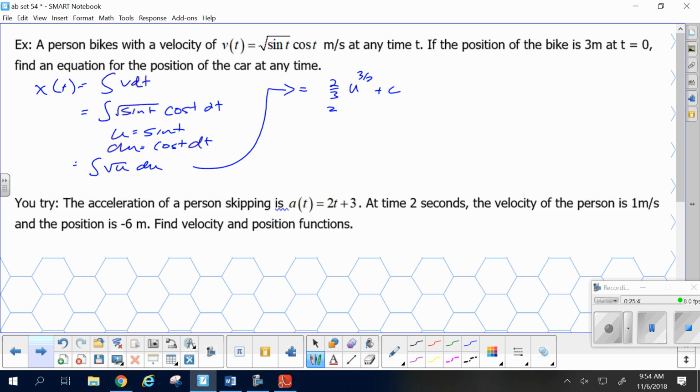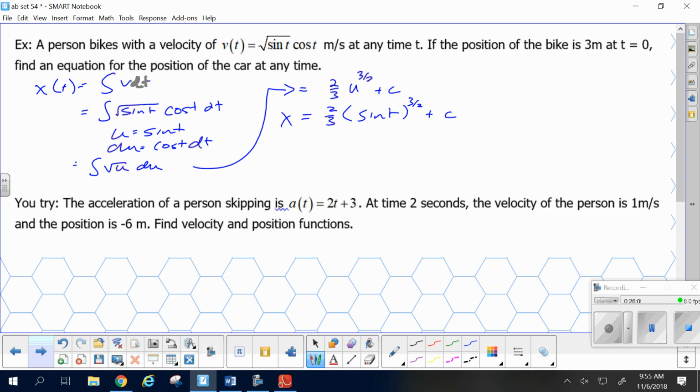Do we sub back or not in this case? We do sub back in antiderivative cases, not in definite integral cases. So we have 2/3 of, what is u again? Sine of t to the 3/2 plus c. That represents position. All right.